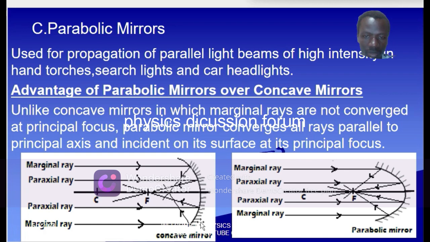This one is a concave mirror. You can see the rays are not brought into sharp focus. We have a focus here, and another here. So it is not brought into focus. But for the parabolic mirror, all the marginal and paraxial rays are brought into sharp focus.